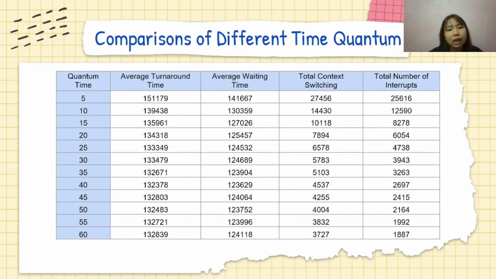However, as you see, the average turnaround time and average waiting time do not decrease as the quantum time increases. The average turnaround time rises and drops simultaneously after quantum time 30, and the average waiting time is also different after 30. Okay, let's hear the analysis and recommendation part from Wan Qian.